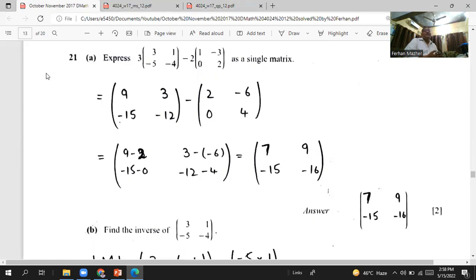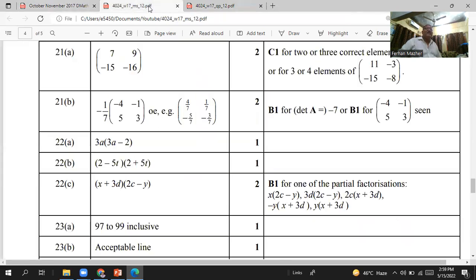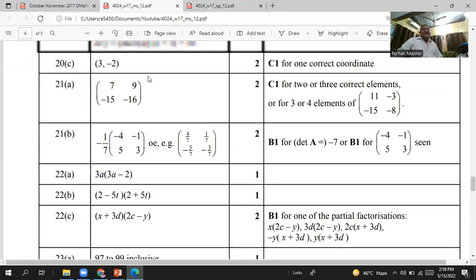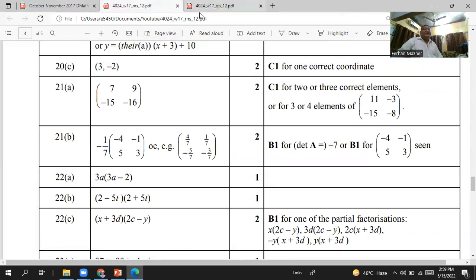So 9 minus 2, it will be 7. And 3 minus 6, it will become 3 plus 6, and that will be 9. Minus 15 minus 0, it will be minus 15. Minus 12 minus 4, it will be minus 16. So the final answer will be 7, 9, minus 15, minus 16. So let's check. 7, 9, minus 15, minus 16 is the right answer, sir. So our answers are right.